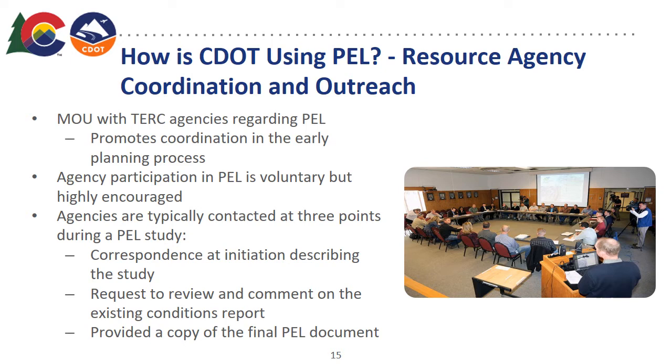CDOT has found that the most effective way to engage agencies is through initial notification and request for input on the existing conditions report. Project teams will typically send a notification letter to agencies letting them know a PEL study is being prepared and asking if they have any questions or comments, and then explaining that an existing conditions report will be sent for their review and comment. Providing this report for review results in better comments and input from the agencies as opposed to having a resource agency scoping meeting, for example, because they have information to respond to. And then at the end, we'll provide a copy of the final PEL document to the agencies as well.